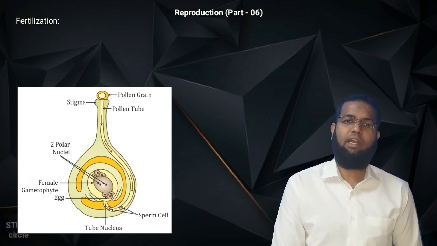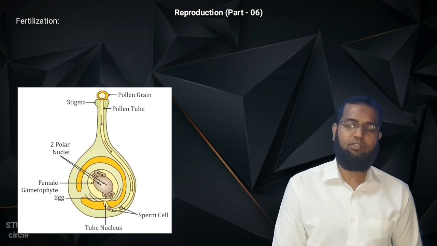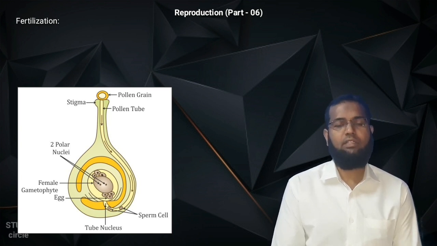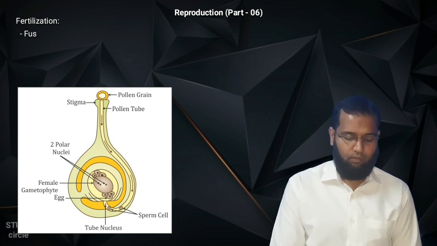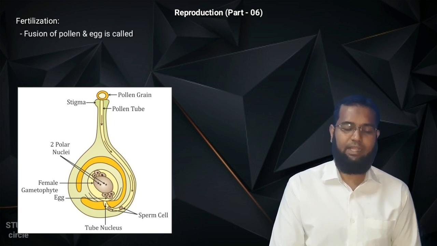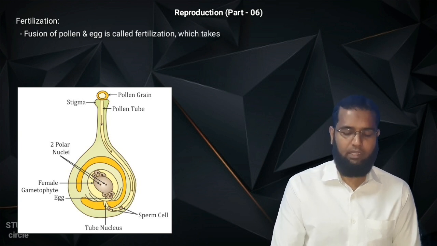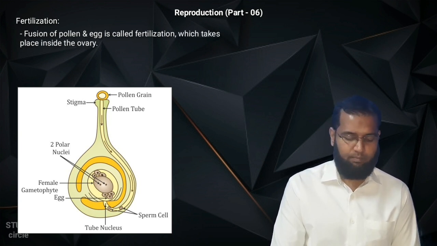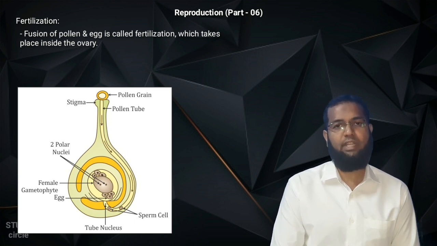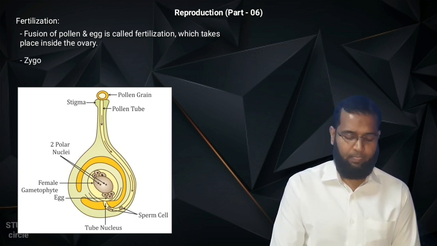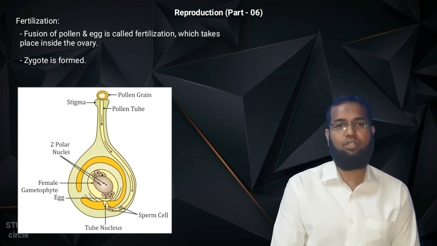See, as I told you, the male reproductive part of a flower will release a male gamete, that is called pollen grain, and the female reproductive part will release a female gamete, that is called ovum. They fuse together, and that is called fertilization. So fusion of pollen, the male gamete, and egg, the female gamete, is called fertilization, which takes place inside the ovary. After fusion, a zygote will form, and it is a single cell structure which is called zygote.